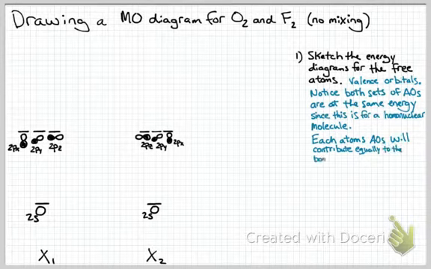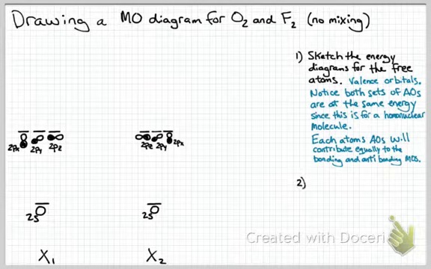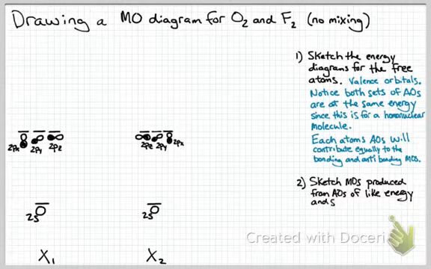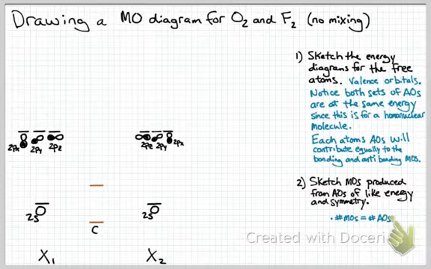And what this means is that each atom's atomic orbitals will contribute equally to the bonding and antibonding molecular orbitals. We'll start by showing the interaction between the two s. So begin sketching the molecular orbitals that are going to be produced from the atomic orbitals of like energy and symmetry. And remember that the number of molecular orbitals should equal the number of atomic orbitals.